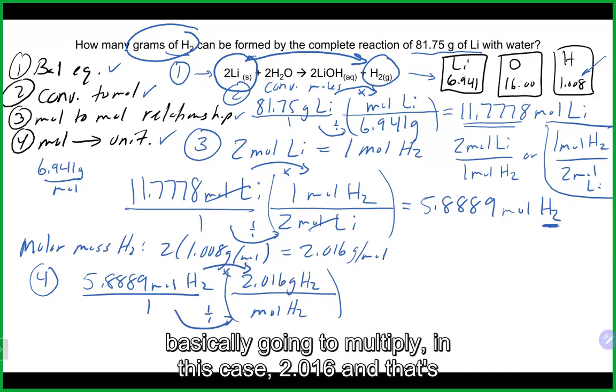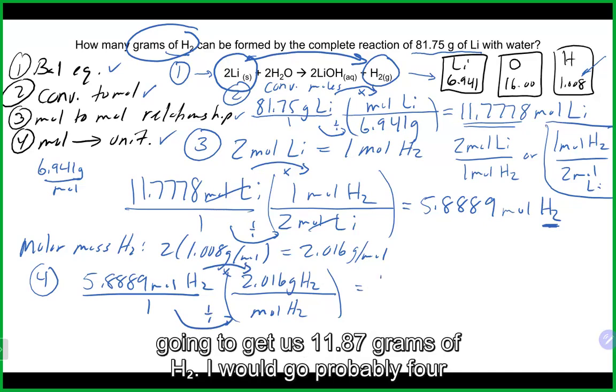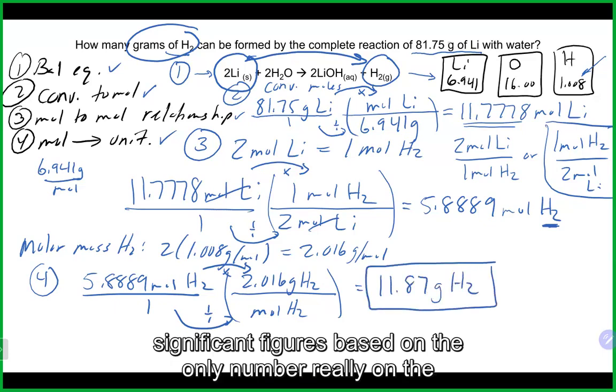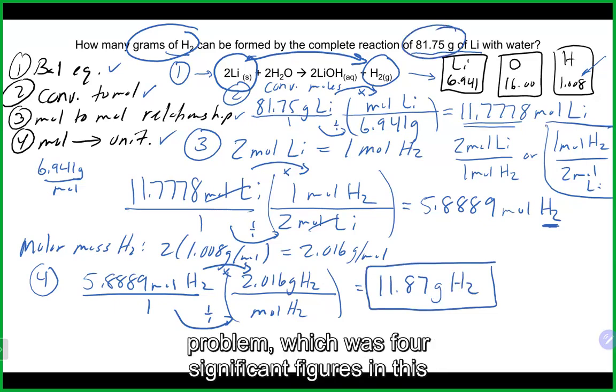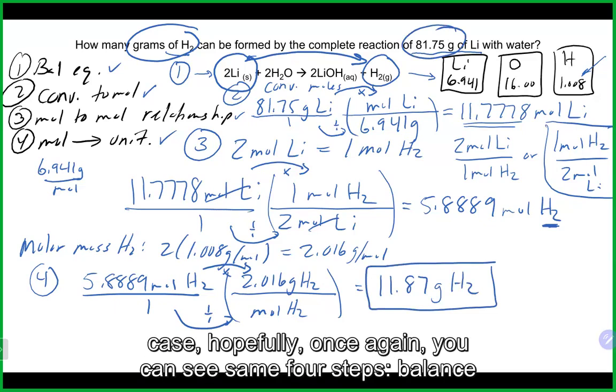We're basically going to multiply, in this case, 2.016, and that's going to get us 11.87 grams of H2. I would go probably 4 significant figures based on the only number really in the problem, which was 4 significant figures in this case.